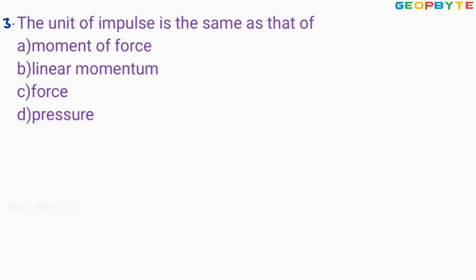Look at the third problem. The unit of impulse is the same as that of. Dear friends, impulse means rate of change of linear momentum. Therefore, option B is absolutely correct. Rate of change of momentum is the impulse. Therefore, impulse and linear momentum both maintain the same units. Therefore, option B is absolutely correct. Let us take the next problem.